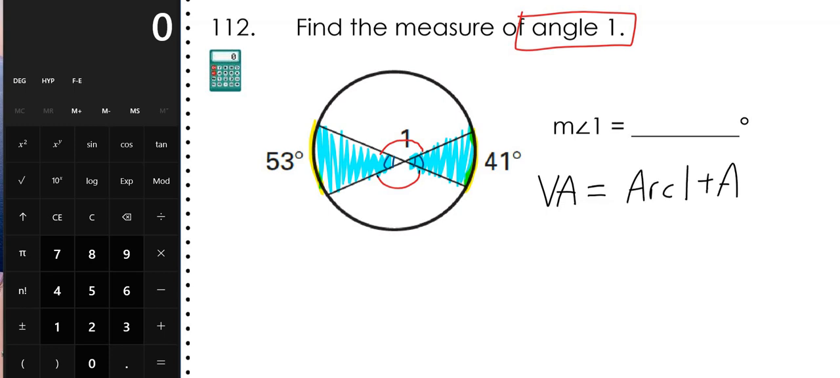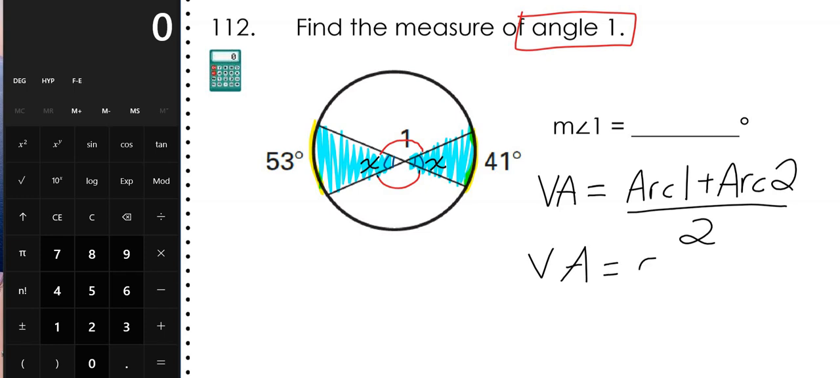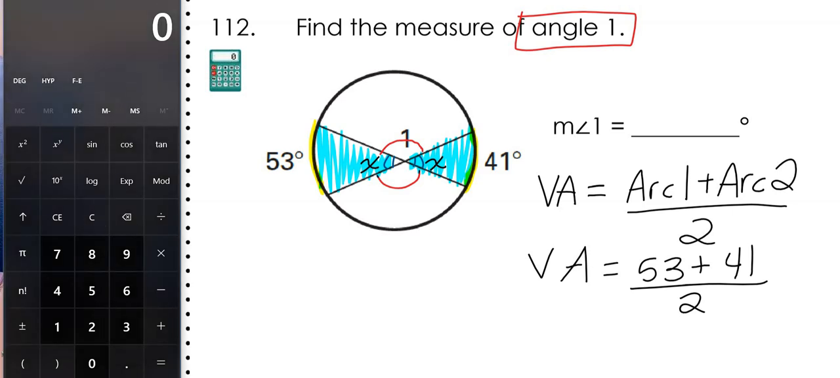plus arc 2 divided by 2. So I have 2 arcs here, the 53 and the 41. Since I'm adding, it does not matter which one I call arc 1 and arc 2. But I'm going to add them together, divide by 2, and it's going to get me the measure of these angles right here, the blue ones. Okay, so vertical angles equal 53 plus 41 divided by 2. I'm going to grab my calculator.